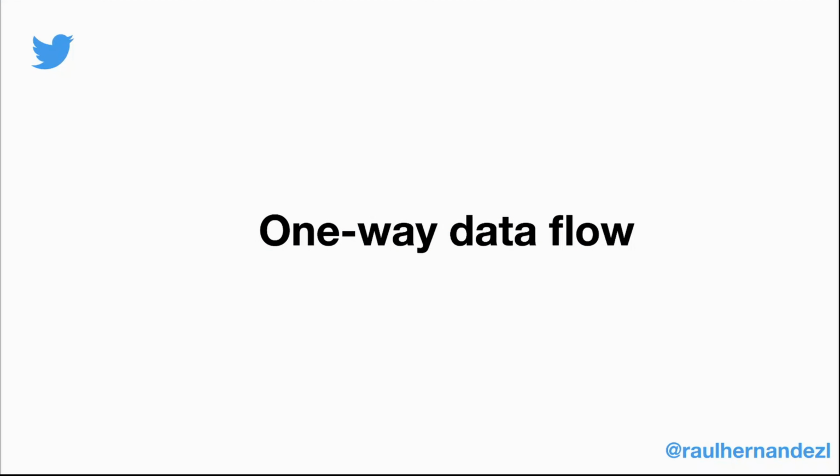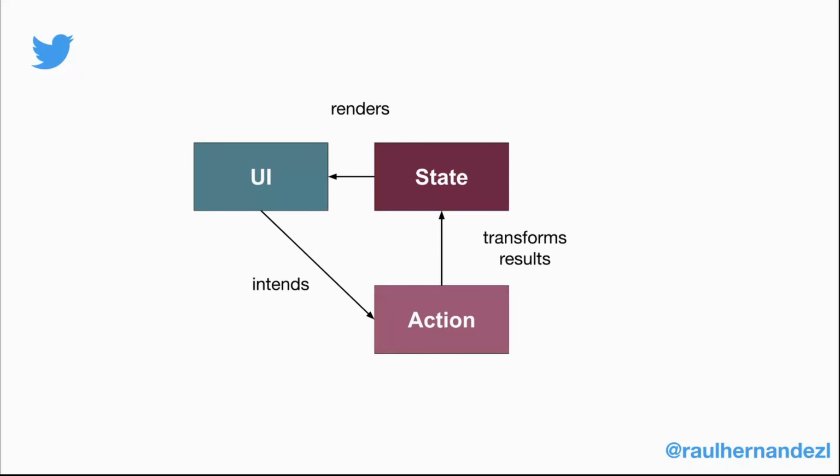First of all, what does it mean? One-way data flow. We have only one way to start and only one way to finish. And this is always the loop that is going to be happening. This is a good example of that. We have our UI that intends an action. This action transforms the different results into a state, and this state is going to be rendered as a UI. So always we are going to have this cycle.